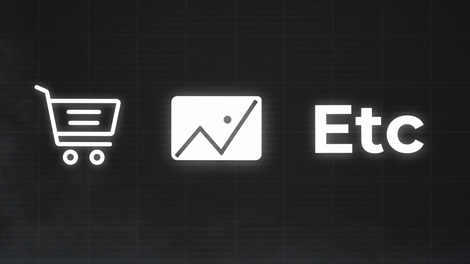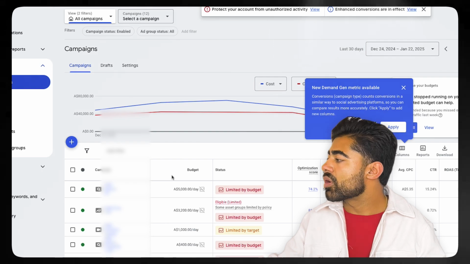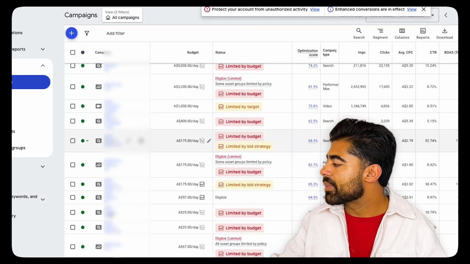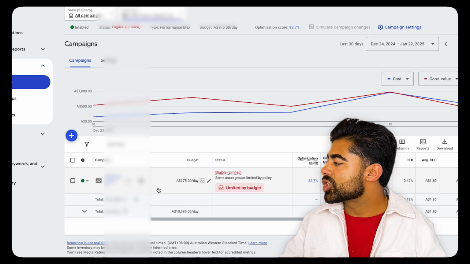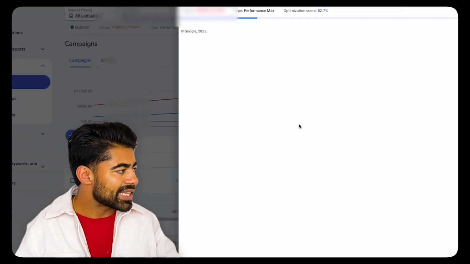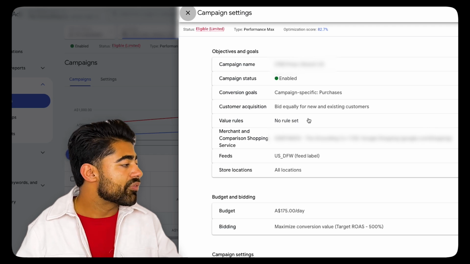The first major bidding strategy, which is available across a wide variety of different campaign types from standard shopping, performance max, demand gen, etc., is the target ROAS strategy. This is essentially when we go on over to the campaigns dashboard, we go inside maybe, for example, a performance max campaign, we can see the target ROAS strategy in effect. So going on over to the settings, all of these performance max campaigns have only two bidding strategies, but essentially there's two different ways you can go about this.